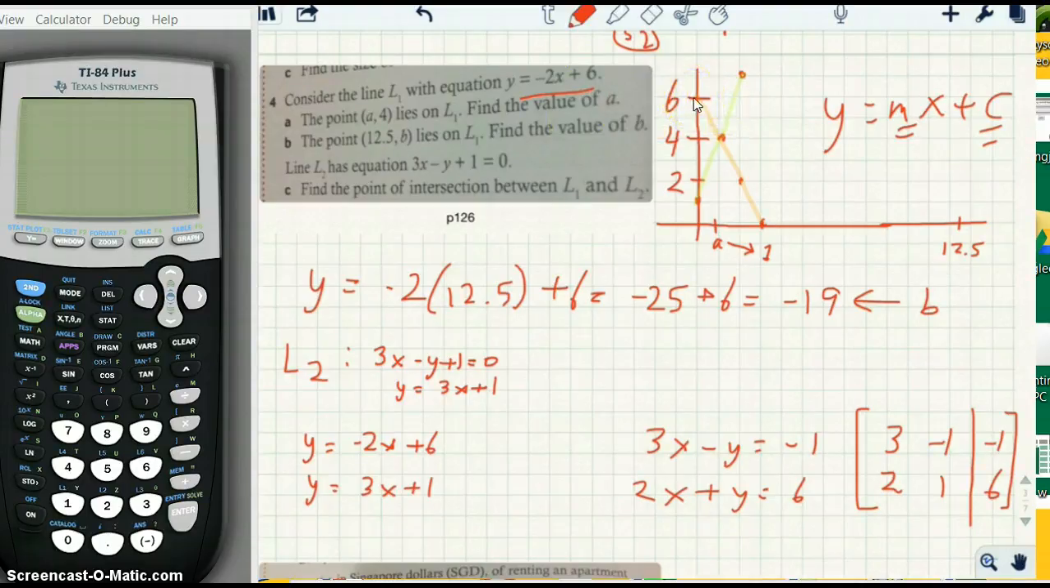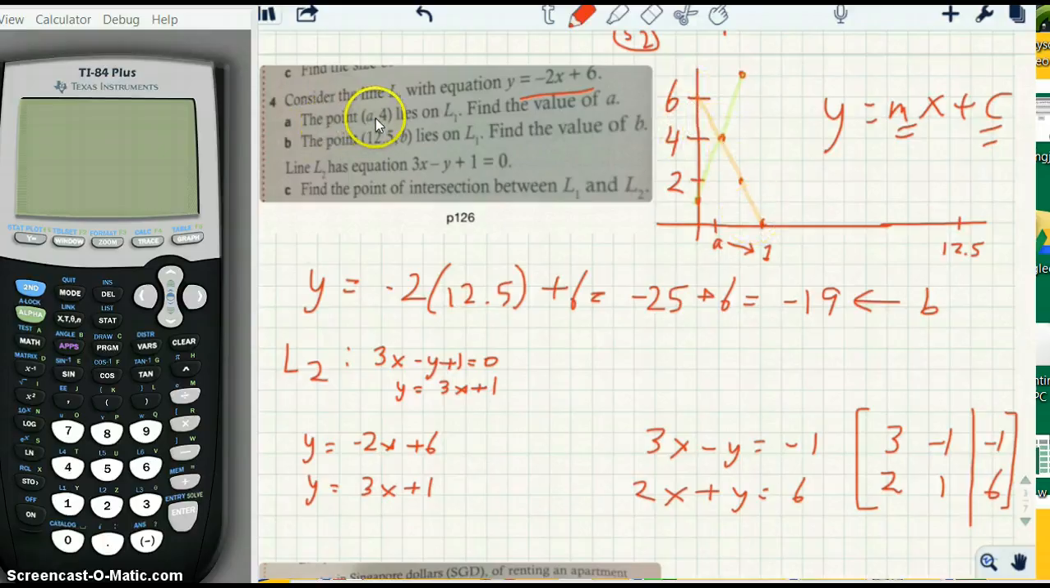Now we know that it's going to go through the y-axis at 6, so we mark this point here. And then we know that the gradient is negative 2, so that means the rise is negative 2 and the run is 1. So negative 2, the rise would be going down 2, and the run would be going over 1. So go over 1, go down 2, go over 1, go down 2, and that would be the graph of that line.